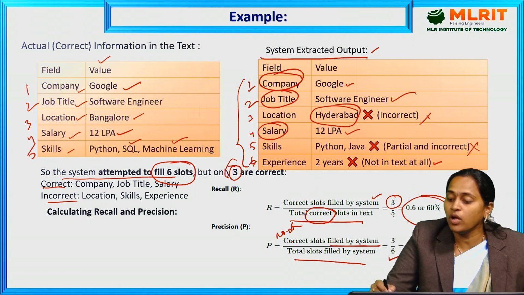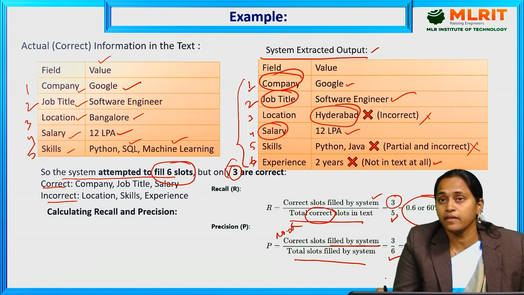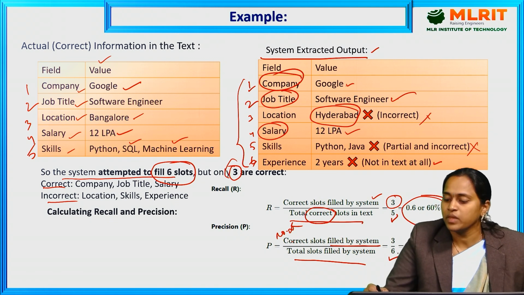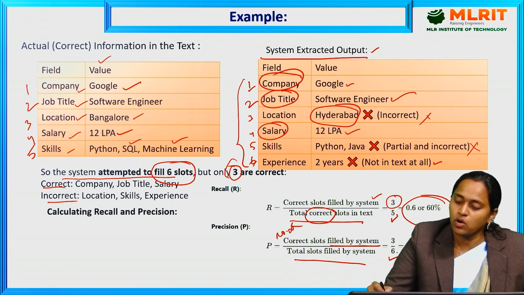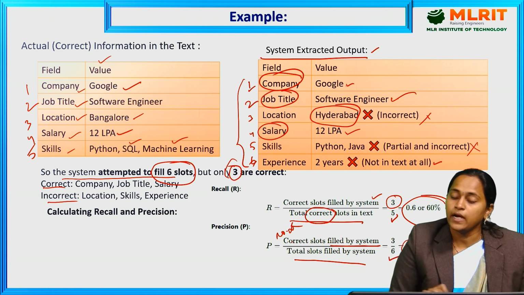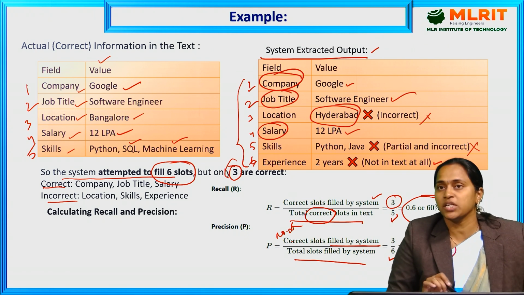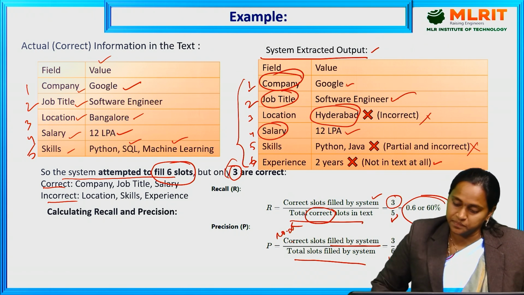But in recall we are taking the user filled slots. But in precision we are taking the system filled slots. That is 6. That is 3 by 6, 0.5. That is 50%. It is correct, right? This is the evaluation metric for precision and recall in an information extraction system.